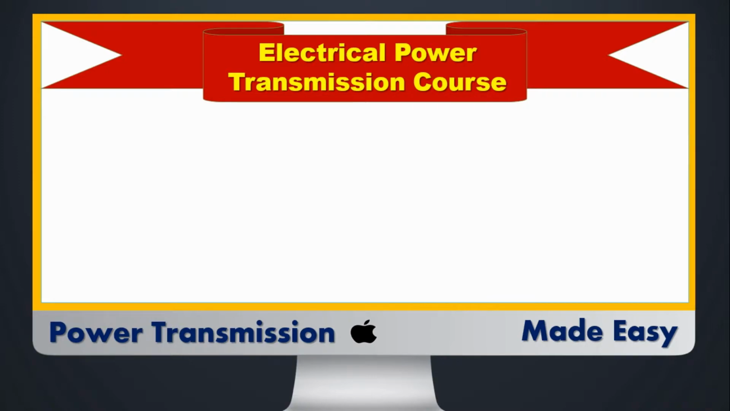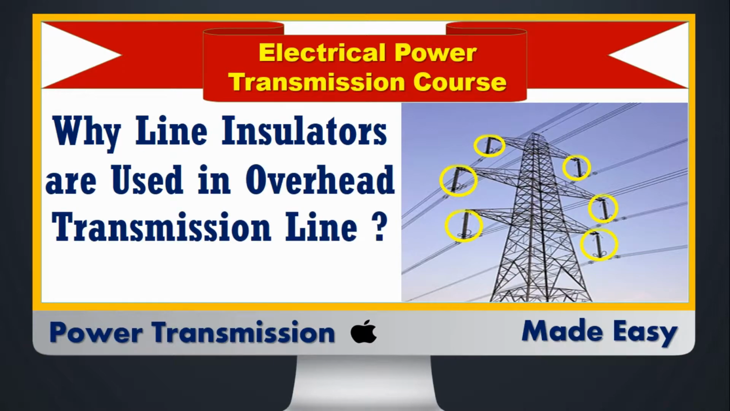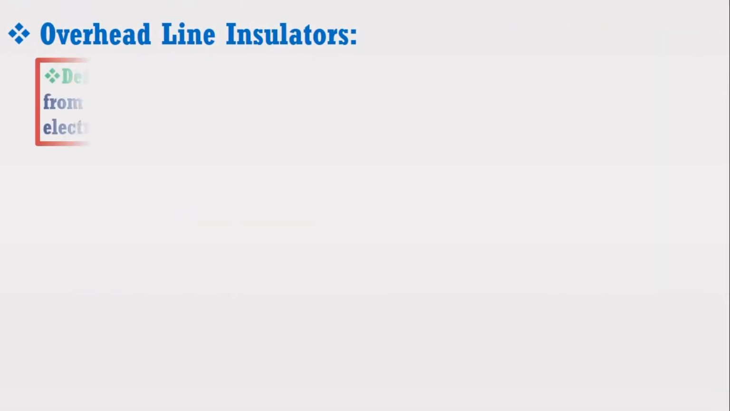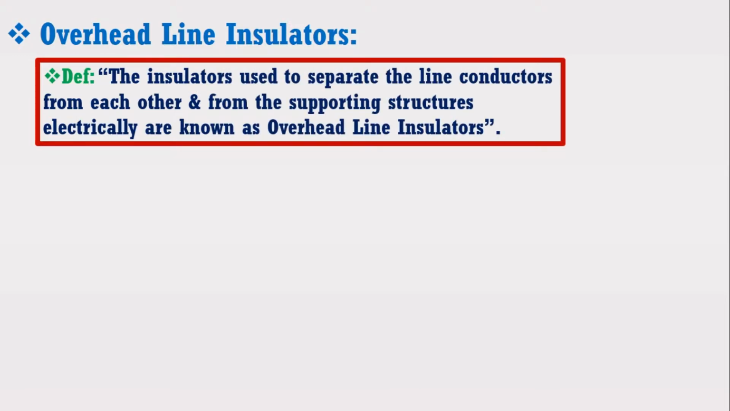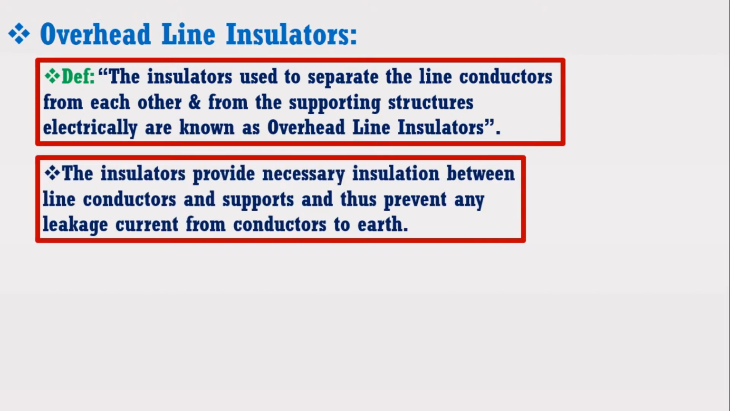Today I am going to explain why line insulators are used in overhead transmission line. Before going to explain its reason, first I am going to define the line insulators. The insulators used to separate the line conductors from each other and from the supporting structures electrically are known as overhead line insulators. The insulators provide necessary insulation between line conductors and supporting poles and towers and thus prevent any leakage current from the conductors to earth.